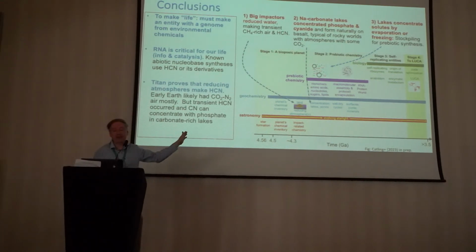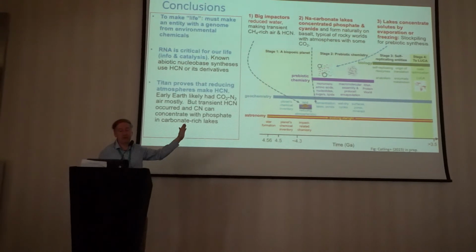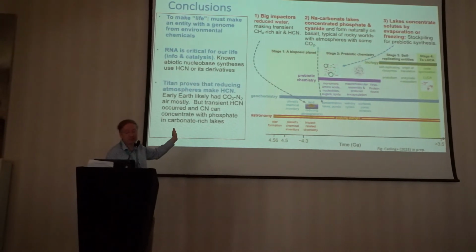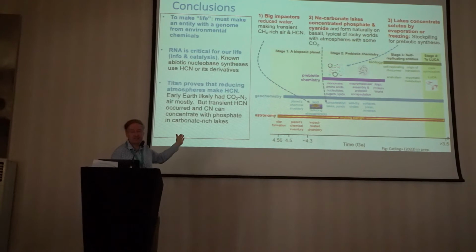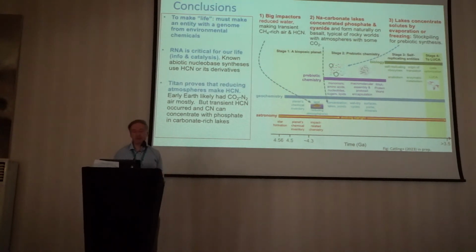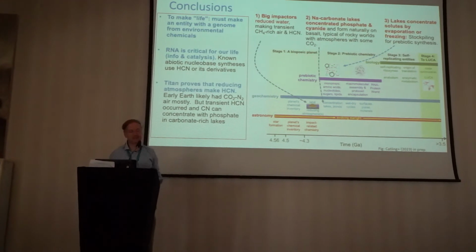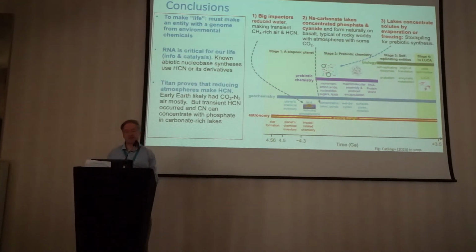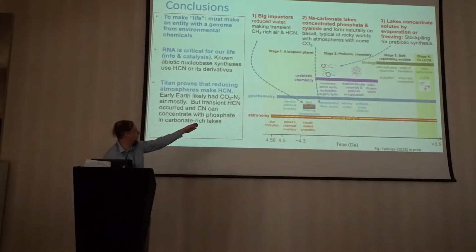To make life, we have to make an entity with a genome from environmental chemicals. RNA is critical, contains information, does catalysis. Titan gives an example of reducing atmospheres that make cyanides. That can be done in these transient post-impact atmospheres. Then reagents can be concentrated in surface environments, and that basically sets you up to move towards the prebiotic part of this diagram. And that's it.